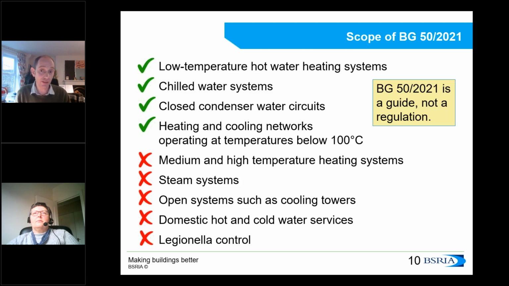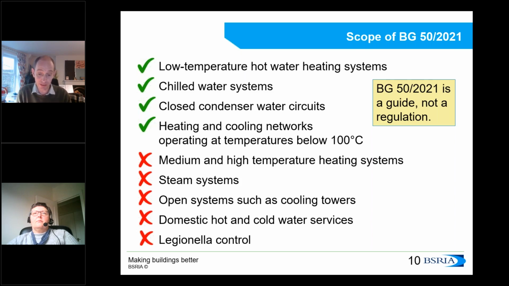From that perspective, it's optional, but it is quite often written into contracts that, for example, when a building is handed over, the guidelines of BG50 are followed, or that when a building is managed, the guidelines of BG50 are followed. So it covers closed systems, specifically low temperature hot water and chilled water systems. Also, it can cover closed condenser water circuits, and it can also be applicable to heating and cooling networks, what you might call district heating or heat networks, providing those are below 100 degrees C. So it would not apply to medium and high temperature heating systems.